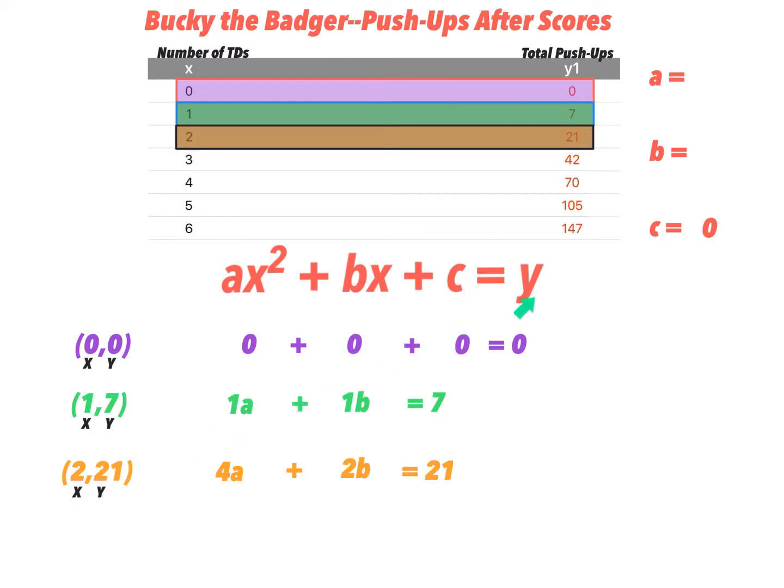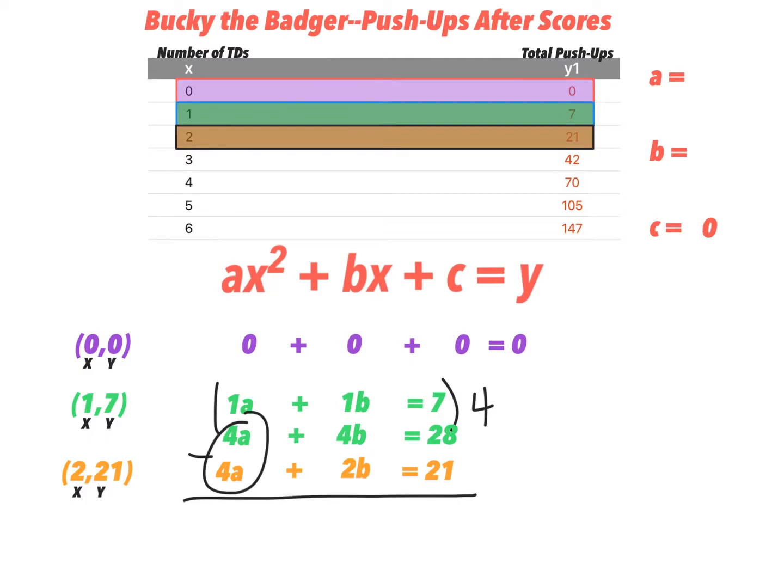So at this point, to figure out the a and the b, I'm going to use the elimination method for systems. So I need to eliminate one of my terms. So let's multiply the top equation by 4. So now I have 4a plus 4b equals 28. Our a terms will cancel out. The b term would simplify to 2b, and that equals 7. Divide that out, and it tells us that b equals 3.5.